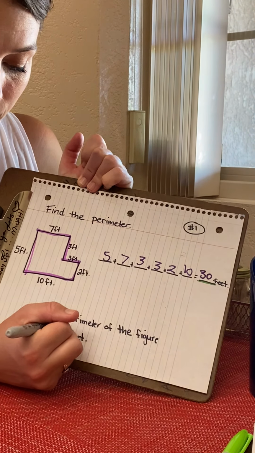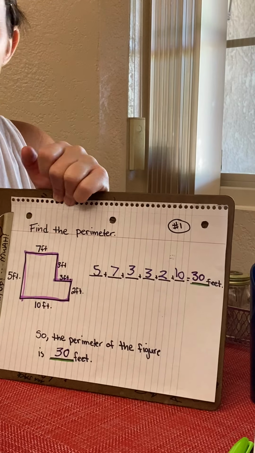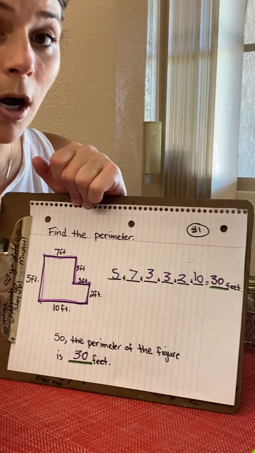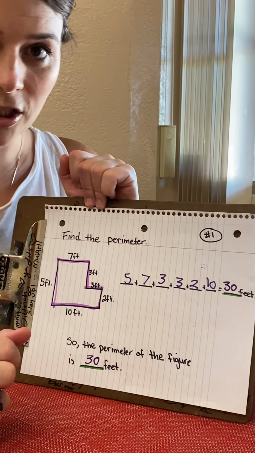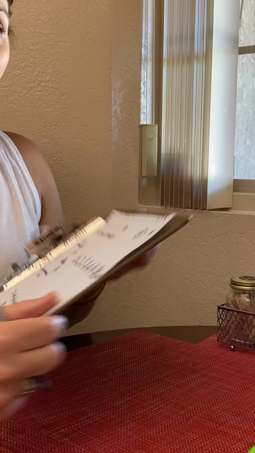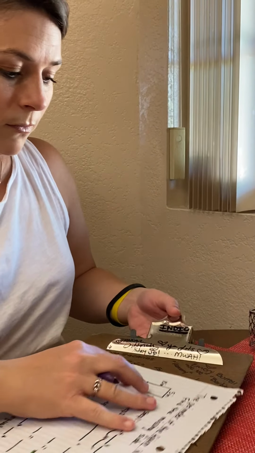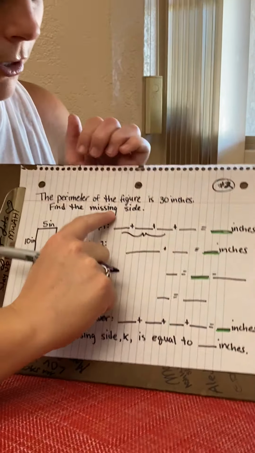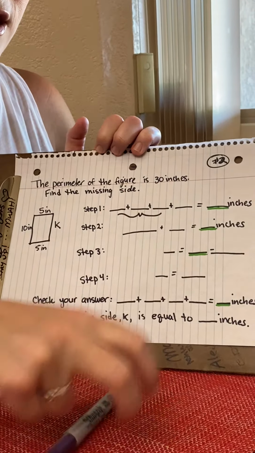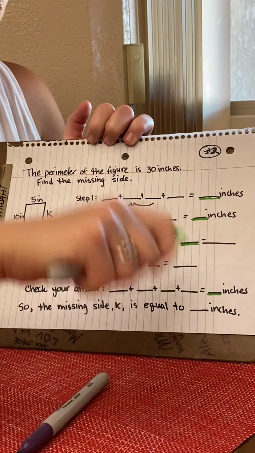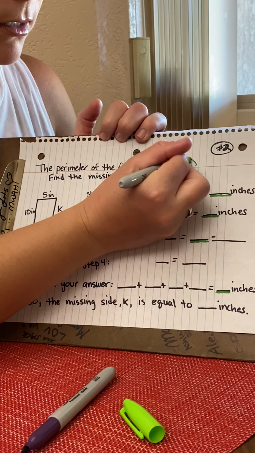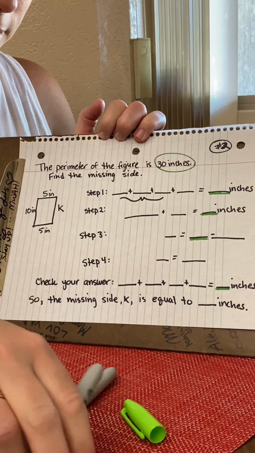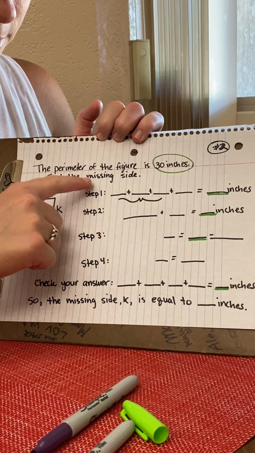So I'm going to rewrite the number 30 there. If you don't understand this, stop the video and go back and rewatch the example, okay? If not, I'm going to continue on with example number 2. Each of these examples are going to be a little bit different. So this one says that the perimeter of the figure is 30 inches. It tells us what our whole perimeter is, 30 inches. And it tells us to find the missing side.